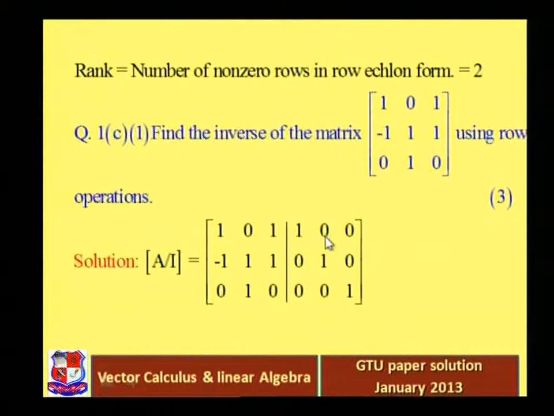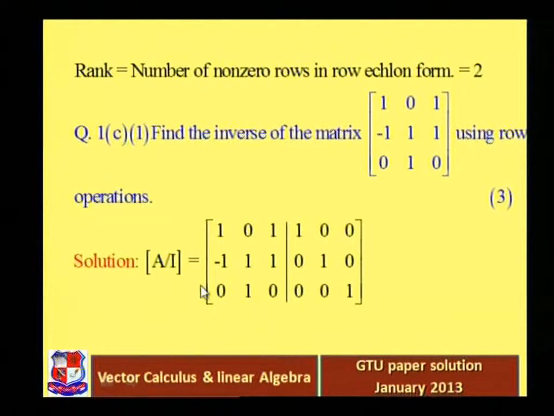This is the row echelon form matrix. This is the identity matrix. On the right hand side we have written the identity matrix 1 0 0, 0 1 0, 0 0 1. Now we are using row operations, and we want the identity matrix on the left hand side. Whatever the right hand side matrix is, that is exactly the inverse of the given matrix. Using these row operations, we will make the left hand side matrix exactly the identity matrix.